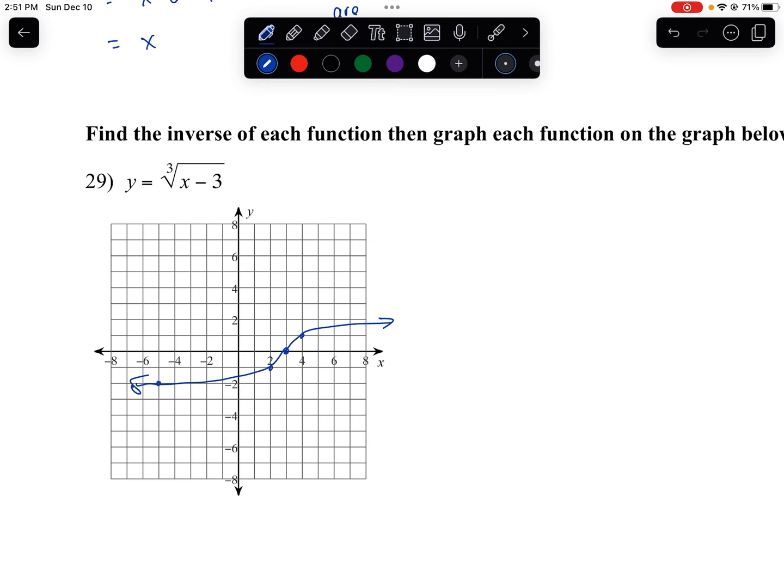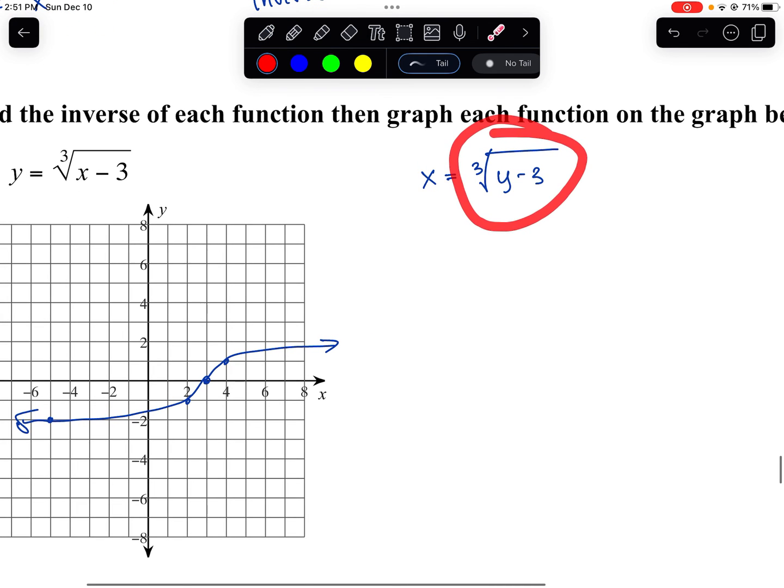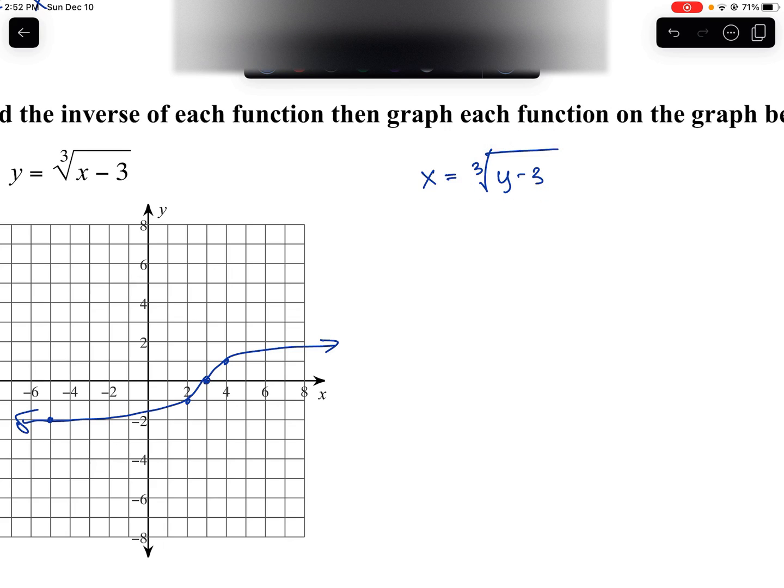Okay, and then now that I've graphed that, we want to find the inverse of this function. Remember, to find the inverse, you switch x and y spots. So say x is equal to the cube root of y minus 3. Then we have to solve for y. So let's get rid of the cube root by cubing both sides. Okay, so we'll have x cubed is equal to y minus 3. We'll add 3 to the other side. So final answer would be y equals x cubed plus 3.